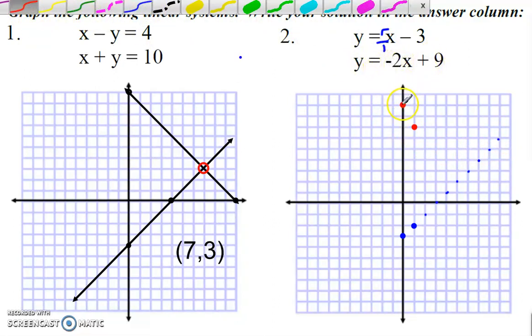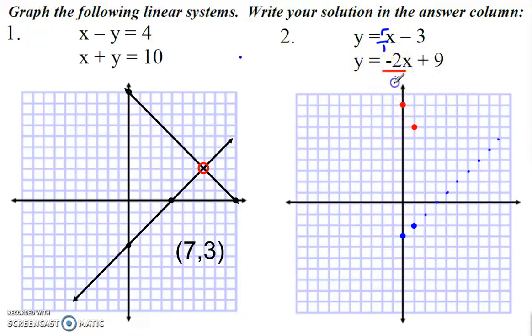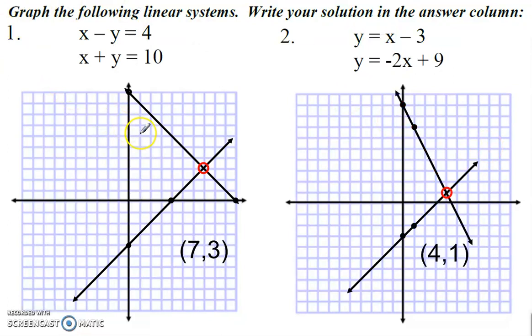This is 9, so starting here, and then down 2 over 1. So down 2 over 1, down 2 over 1, down 2 over 1, down 2 over 1, and there you find the intersection right here. So if you graph that, it should look like this, and your intersection is 4 and 1.